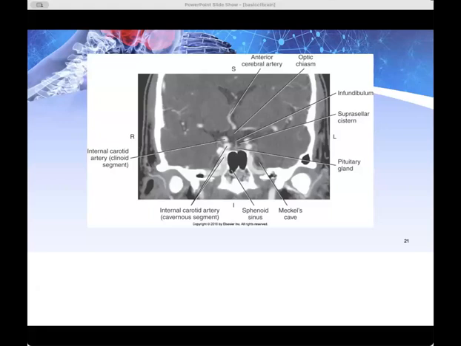Here we have a reconstruction coronal CT image identifying the pituitary gland and the surrounding vascularity.